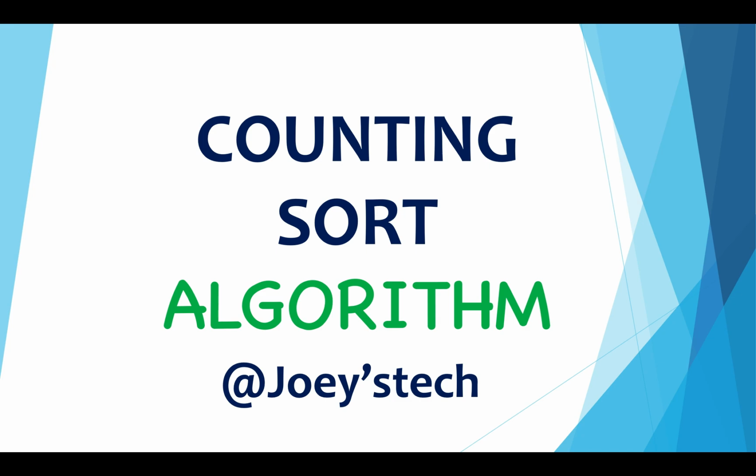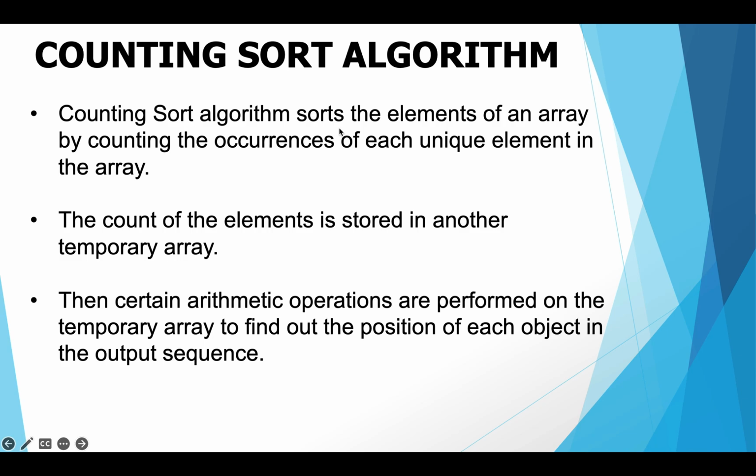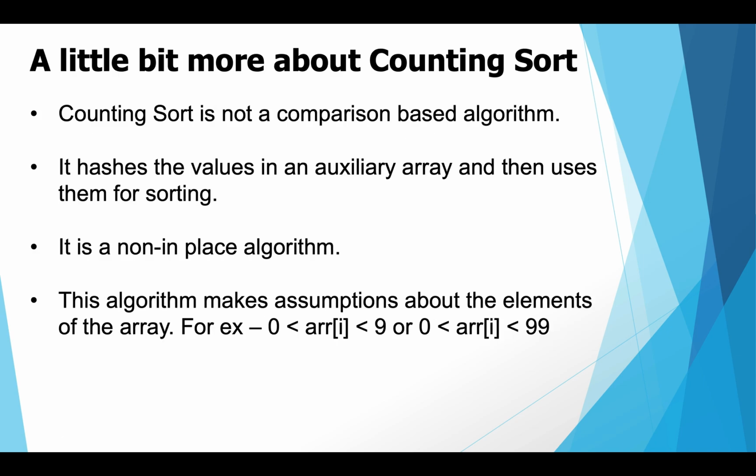But before we get into how the counting sort algorithm works, let's know a little bit about it. So counting sort is a sorting algorithm that sorts the elements of an array by counting the occurrences of each distinct element in the array. The count of the elements is stored in another temporary array. Then certain arithmetic operations are performed on the temporary array to find out the position of each object in the output sequence.